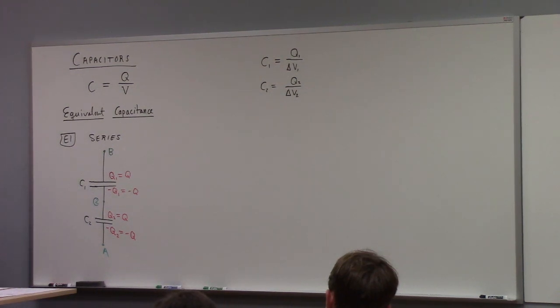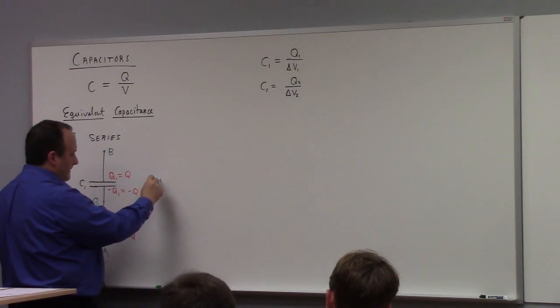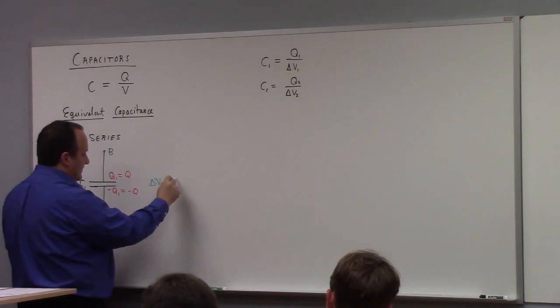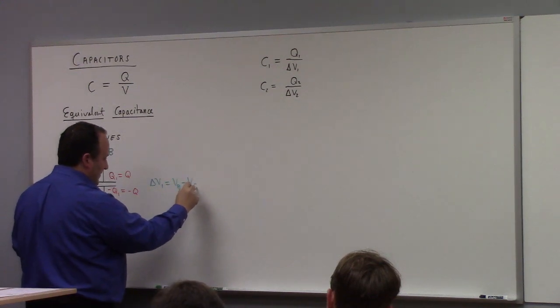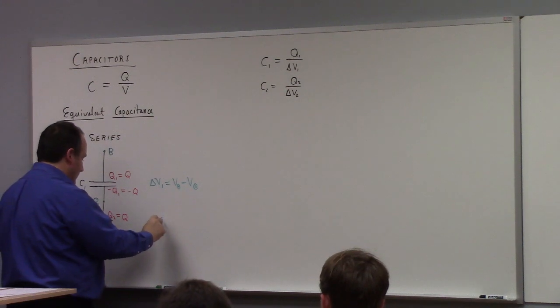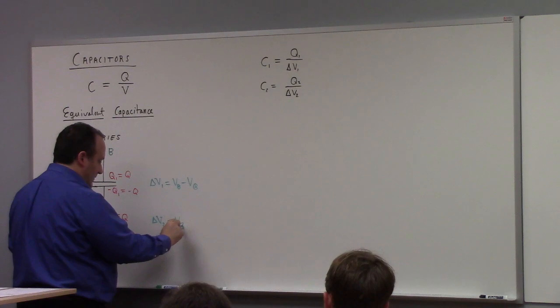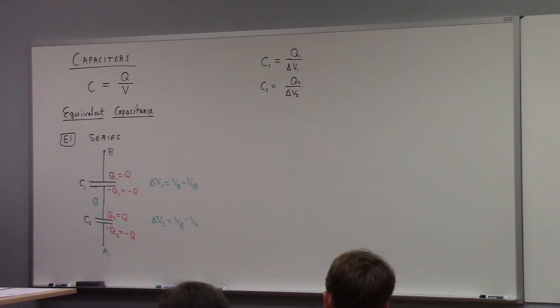Okay, great. So my point to you is simply this. The change in voltage 1 is going to be equal to the voltage at B minus the voltage at Pac-Man. And the change in voltage across capacitor 2 is going to be the voltage at Pac-Man minus the voltage at A. That's the difference in absolute voltage measured at those three nodes. All right?